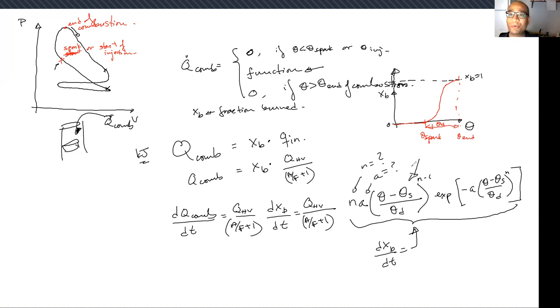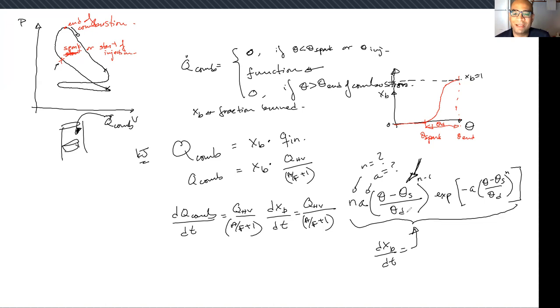Theta S, that's actually an operational parameter. Theta S is when you want to start the spark. And that has a huge influence on how your engine runs. That's what we call timing, the spark timing. When you modify your engine parameters, if you retard or you advance the spark timing, what you're doing is starting the combustion a little bit earlier or a little bit later. You can model this with this theta S.